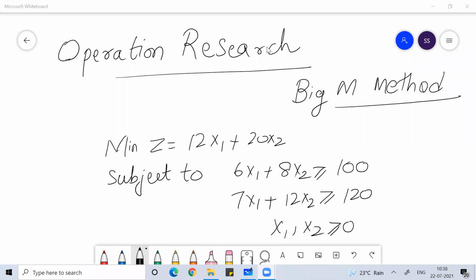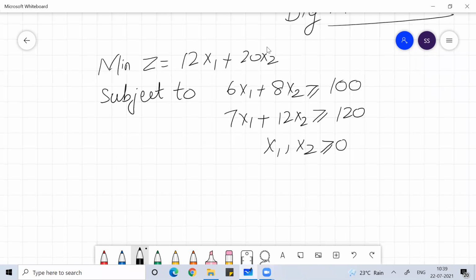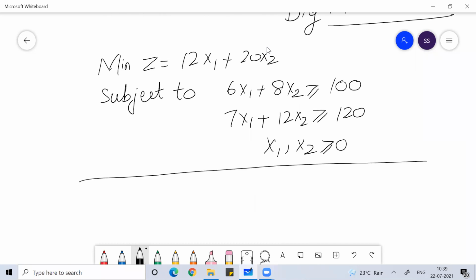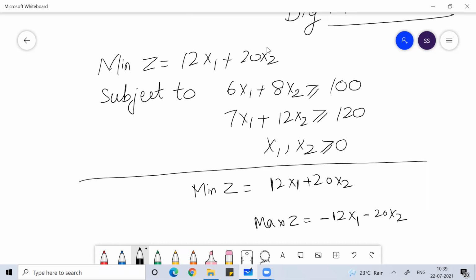So how do we use the big M method to get the answer for this kind of scenario? Let's try to understand that. Here, the objective function is minimization. Converting a minimization objective function into a maximization objective function is not a big thing. If your objective function is minimization of Z = 12x1 + 20x2, I can convert this into a maximization objective, and then your objective function will be -12x1 - 20x2. We do this very easily, so it's not a big thing.